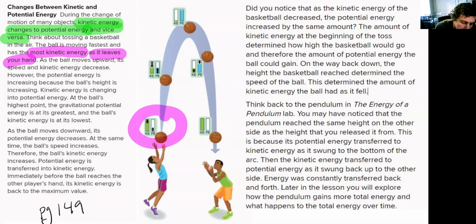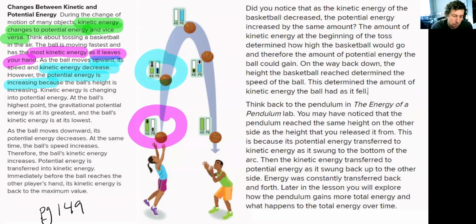As the ball moves upwards, speed and kinetic energy decrease. It's left your hand. It's not speeding up as it goes up. It's actually slowing down. It's losing its kinetic energy. However, the potential energy is increasing because the ball's height is increasing. We see this right here. The potential energy got greater while the kinetic energy went down. Kinetic energy is changing into potential energy.